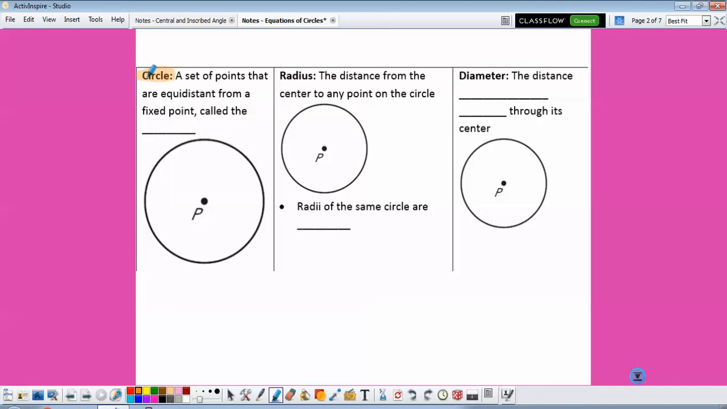A circle is a set of points that are all equidistant, meaning the same distance, from a fixed point called the center. So this point right here is the center. And every single point around the circle is the same distance from there to the center.